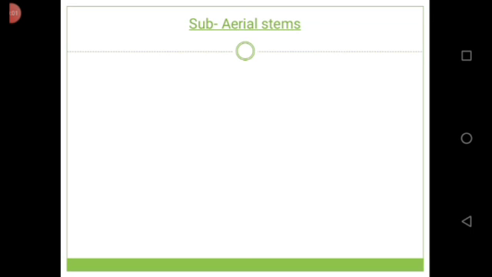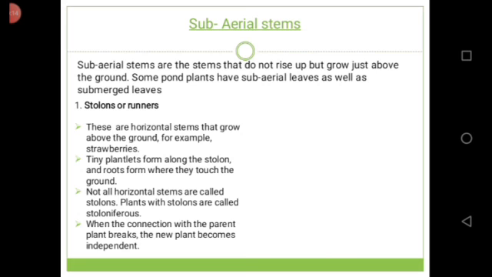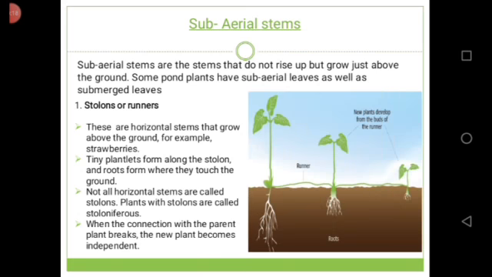Subaerial stem. These are the stems that do not rise up but grow just above the ground. Like some pond plants have subaerial leaves as well as submerged leaves. One stem modification is considered to be the stolon or runner. You can see the diagram. So stolons or runners are horizontal stems that grow above the ground, for example in the case of strawberries.